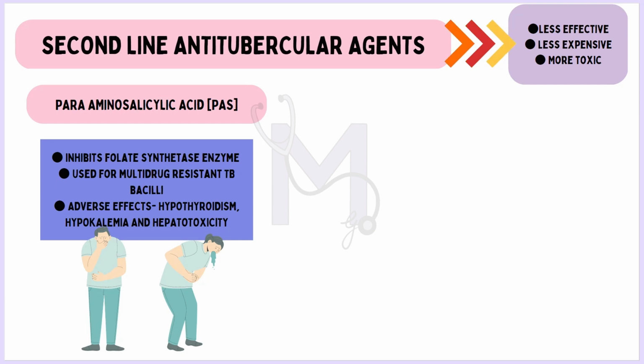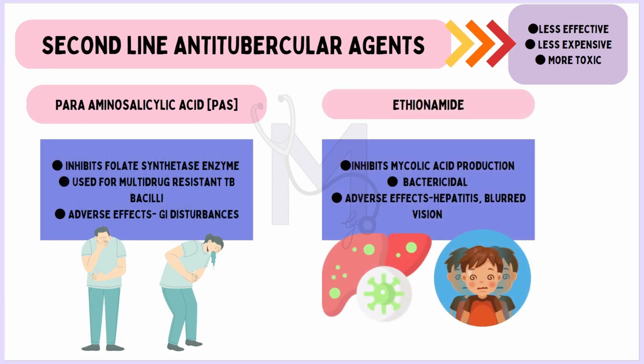The next drug is ethionamide. It inhibits mycolic acid production, therefore is bactericidal. Its adverse effects are hepatitis and blurred vision.